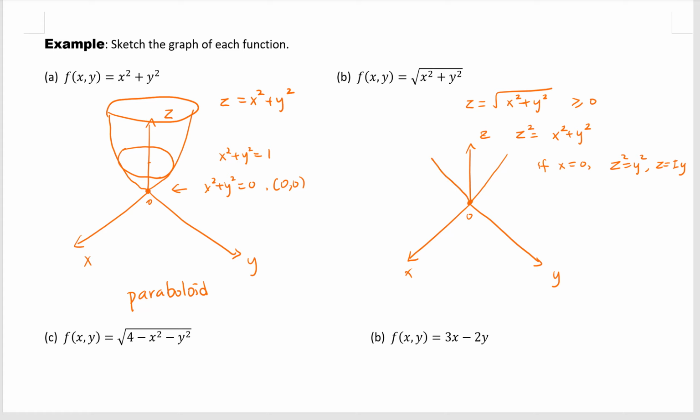Okay, and also if y equals 0, we get z squared equals x squared. So z equals plus or minus x. So this is on the xz plane, right? And they are also lines. Okay, so we actually get a cone in this case. So far, so good, everybody? Let's continue.